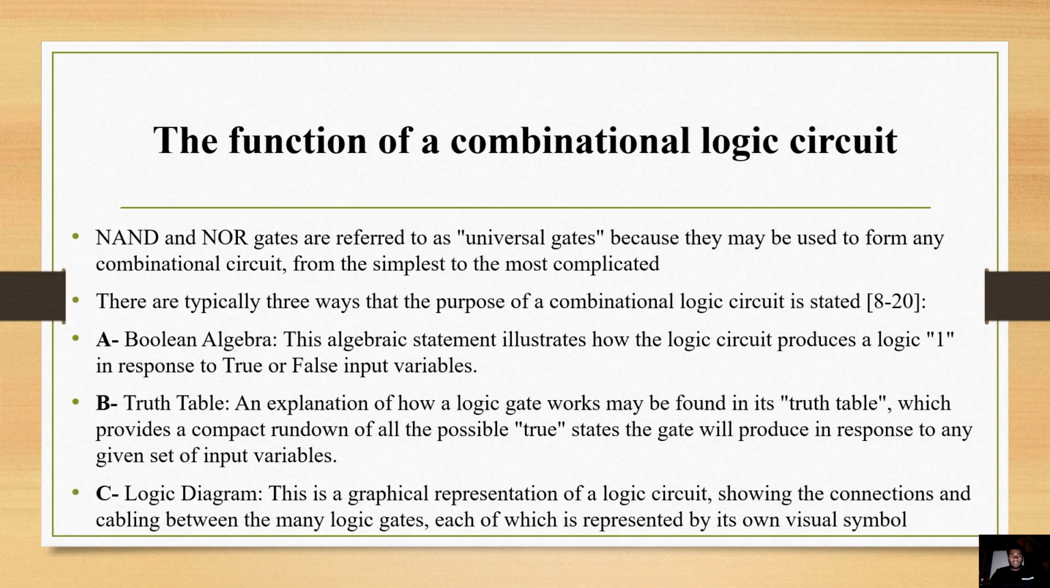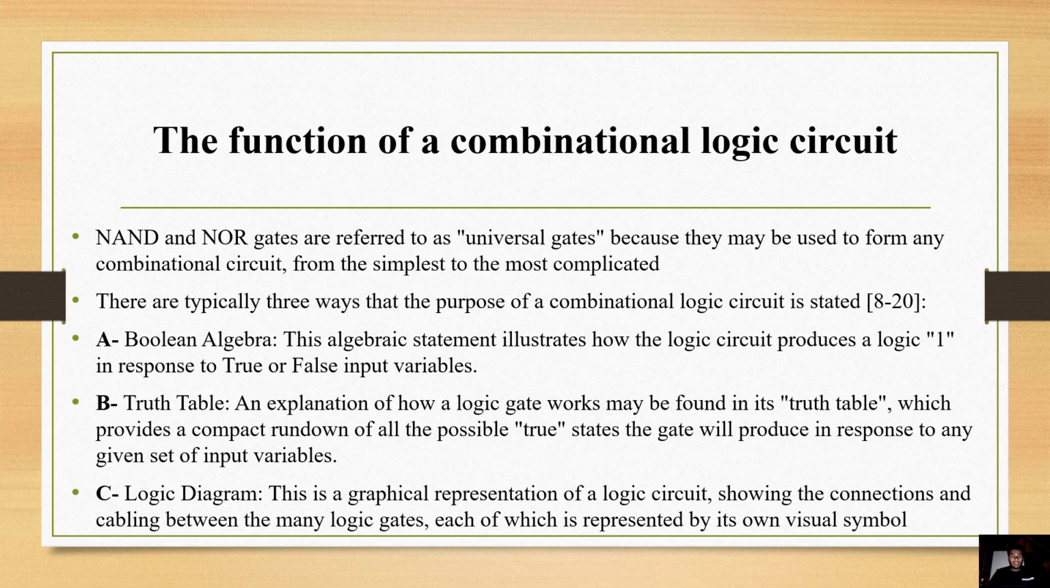The function of combinational logic circuit. NAND and NOR gates are referred to as universal gates because they may be used to form any combinational circuit, from the simplest to the most complicated. There are typically three ways that the purpose of a combinational logic circuit is stated. A. Boolean algebra. This algebraic statement illustrates how the logic circuit produces a logic 1 in response to true or false input variables.